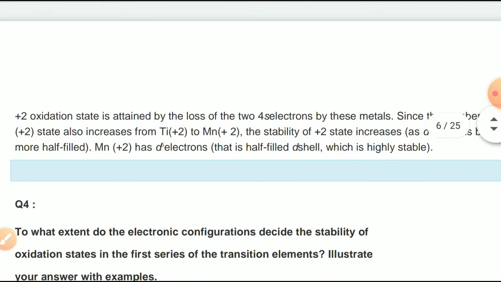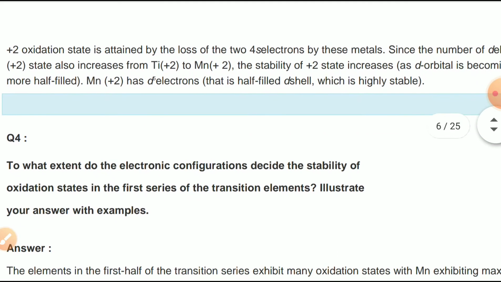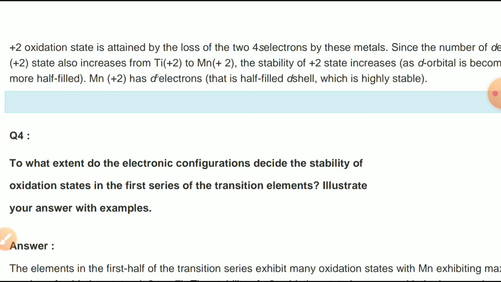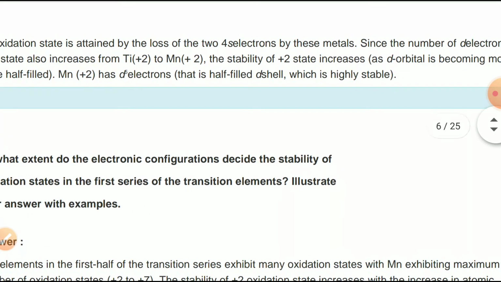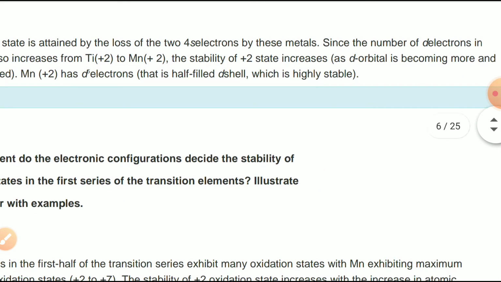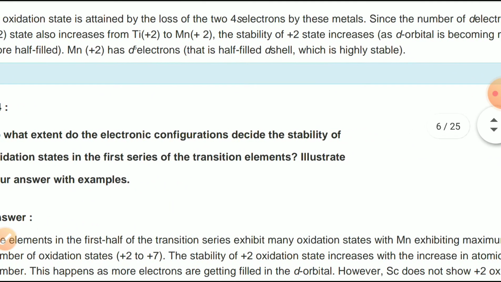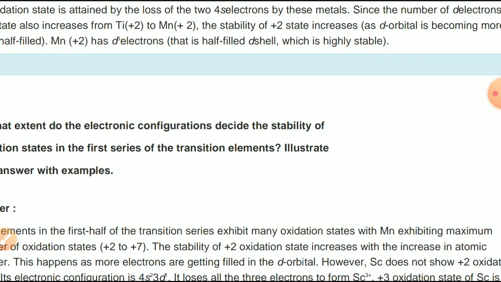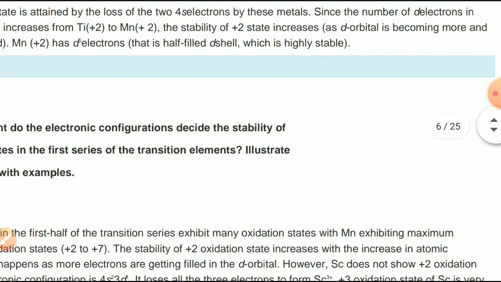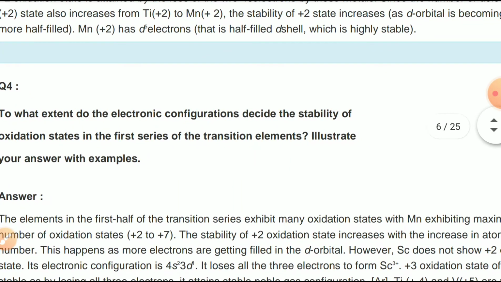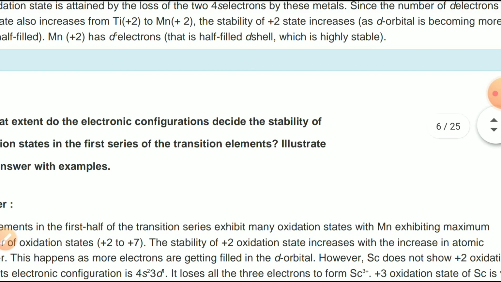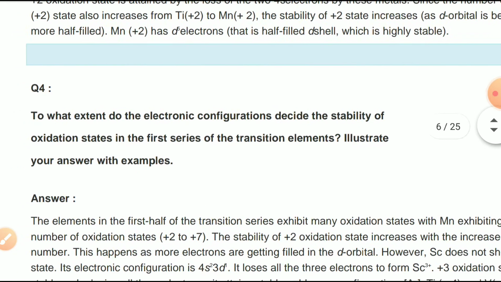So here the +2 oxidation state is attained by loss of the two 4s electrons by these metals. Since the number of d electrons in the +2 state also increases from titanium 2+ to Mn2+, the stability of the +2 state increases. So Mn2+ has 3d5 electrons, that is half filled, and therefore it is highly stable.